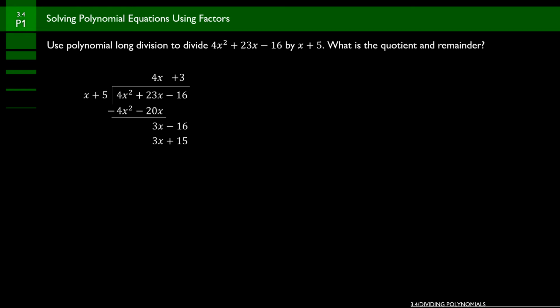Change both signs, and you end up with negative 3x minus 15. So again, if we've done this correctly, the first terms should cancel out. So 3x minus 3x is 0x, and you get negative 16 minus 15, which is going to give you negative 31. We can then write that remainder over top of the divisor, and so our solution is going to be 4x plus 3 with a remainder of negative 31 over x plus 5, or 4x plus 3 minus 31 over x plus 5.